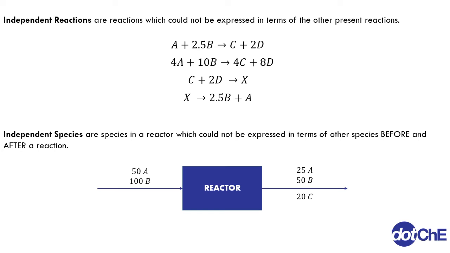Unlike, let's say, if we put B in the last stream as 50, the two streams now have the same ratio, which is 1/2. So A and B could not both be considered independent species, but you could consider one of them as an independent species. And together with C, they could form two independent species.